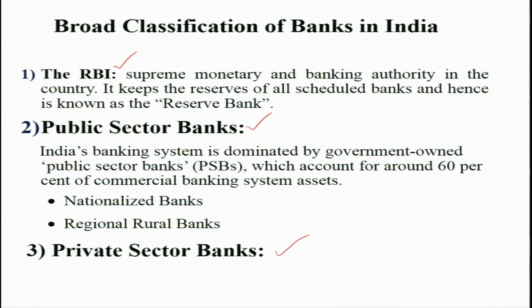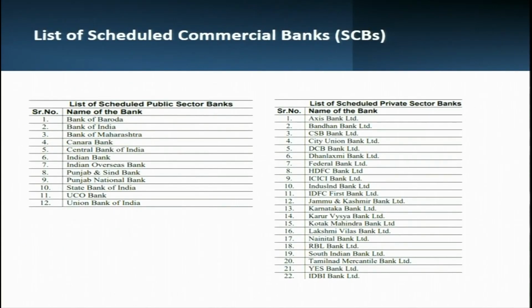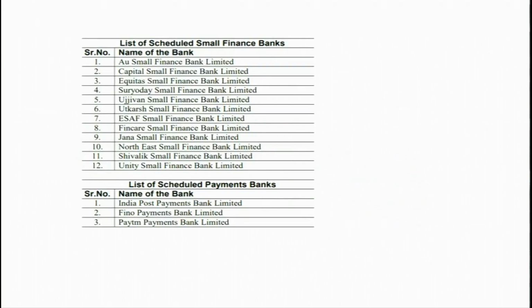In this context, we need to see that the Indian banking system is primarily dominated by public sector banks. Then there are state cooperative banks, then development banks. These are all the development banks in India. Let me show you the list of scheduled commercial banks. These are the scheduled public sector banks, 12 at present, and 22 scheduled private sector banks in India till date.